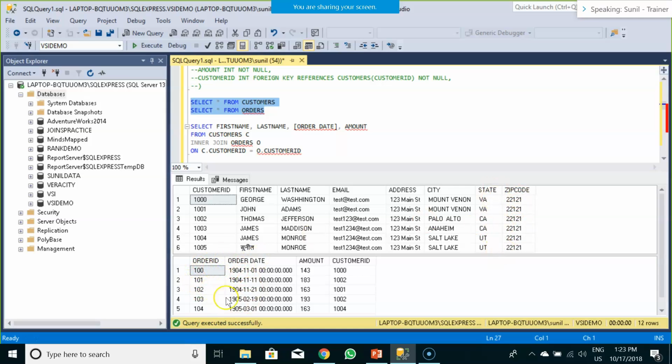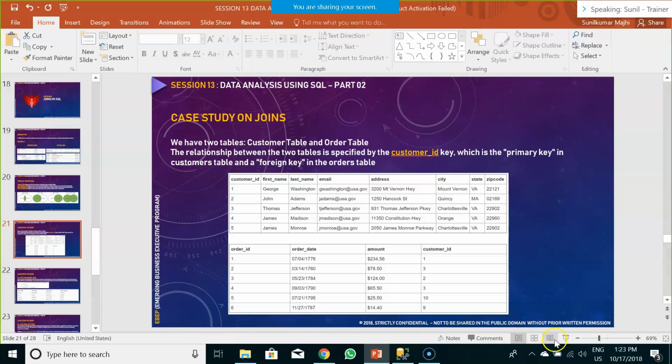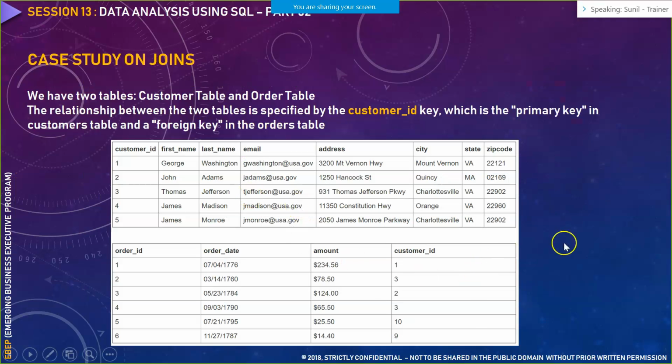And then I have created an order table wherein I have order ID as primary key, then I have the order date, the amount, and the customer ID, which is a foreign key from the customer table. So the element on which we would be applying join is customer ID. Basis on this customer ID only, we would be applying the join.